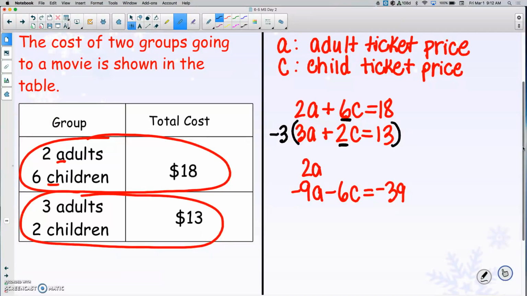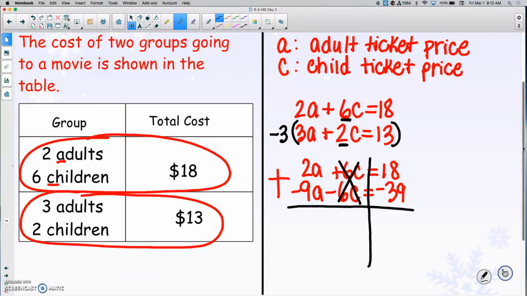And keeping my first equation the same, you can see that I have successfully created opposites to cancel out the variable c. You can always create opposites by flipping your numbers and multiplying both equations. Sometimes, though, it's easier to multiply just one equation. So this one, if I add my system now, 2 plus -9 is -7a, and 18 plus -39 is -21. Dividing both sides by -7 gives me a equals 3.